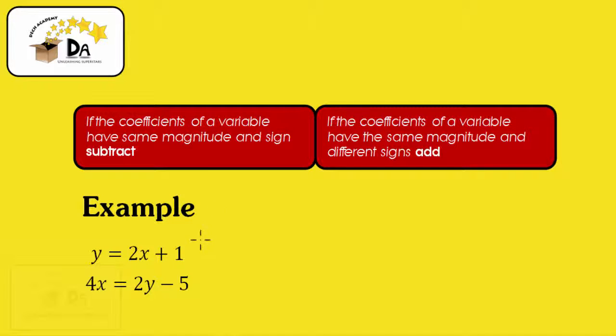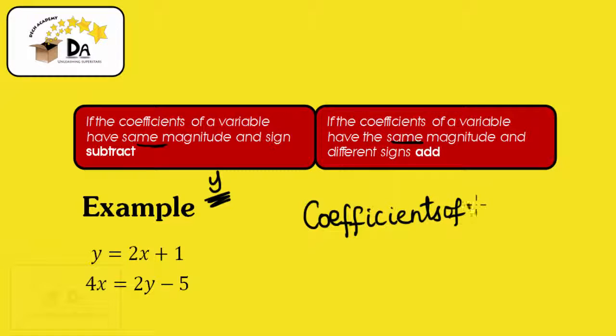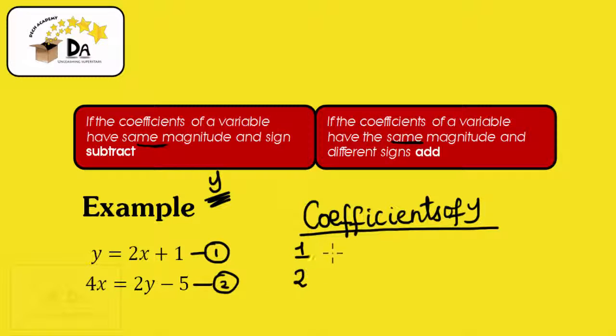I'd like to eliminate the variable y. Let's check out the coefficients, because to proceed the coefficients have to have the same magnitude in both instances of these two rules. So let's see the coefficient of y. In equation 1, the coefficient of y is 1. In equation 2, the coefficient of y is 2. And they're different from each other. They have different magnitudes. The magnitude of 1 is 1, magnitude of 2 is 2.